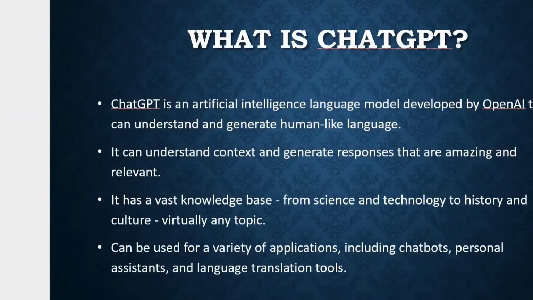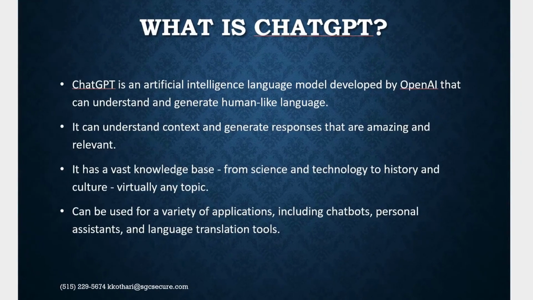So what is ChatGPT? ChatGPT is an artificial intelligence language model developed by OpenAI, something that can understand and generate human language. It can understand context and generate responses that are amazing and relevant. I think you'll find them to be pretty amazing. It also has a huge knowledge base on virtually any topic, from code, science and technology, to history and culture. I can't think of much that it doesn't have.